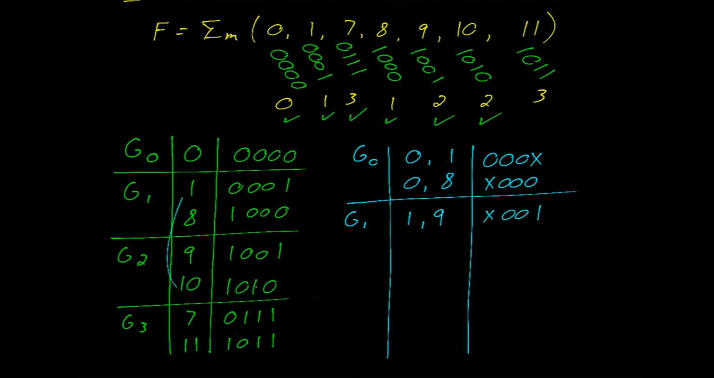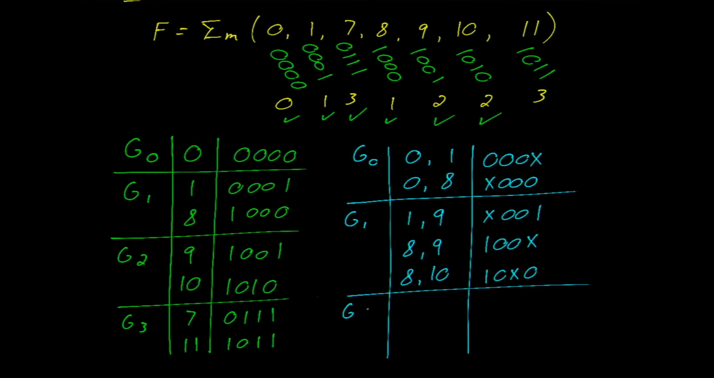1 and 10 are compared, but we see there's multiple bit differences there, so we ignore it. 8 and 9, there's a 1-bit difference there. So 8, 9. That would be 1, 0, 0, x. And now 8 to 10, with a 1-bit difference there.